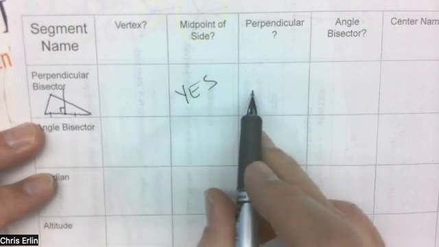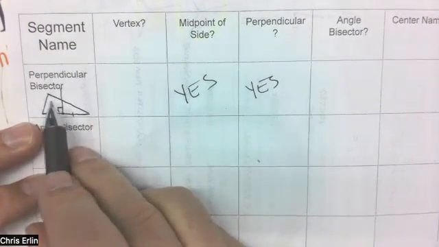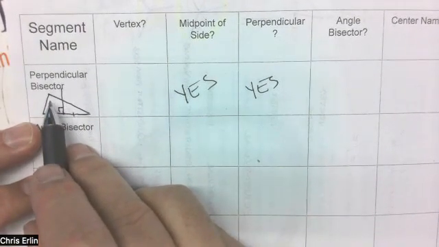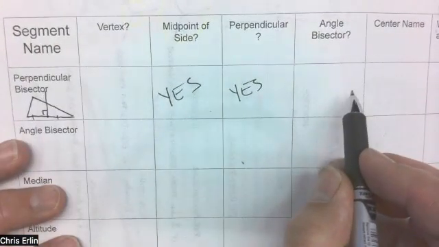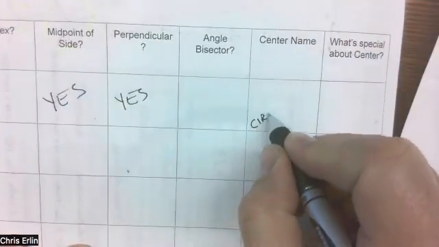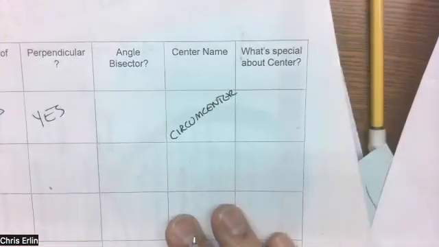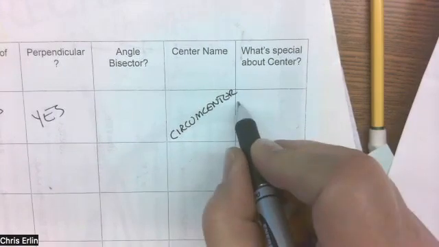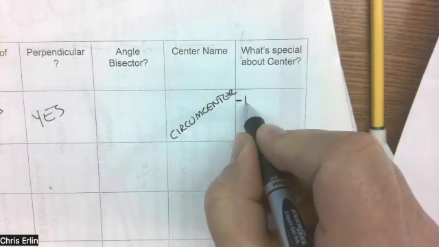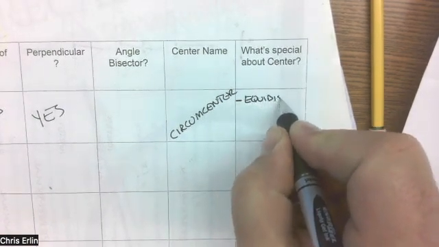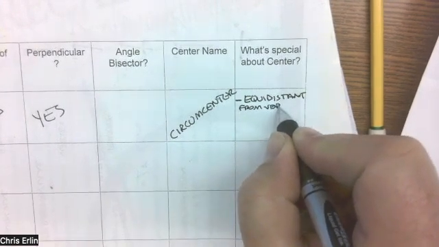Is it perpendicular? Yes. Is it an angle bisector? No. And when I do the three perpendicular bisectors, what center does it form? The circumcenter. And the circumcenter has what special features? Equidistant from vertices.